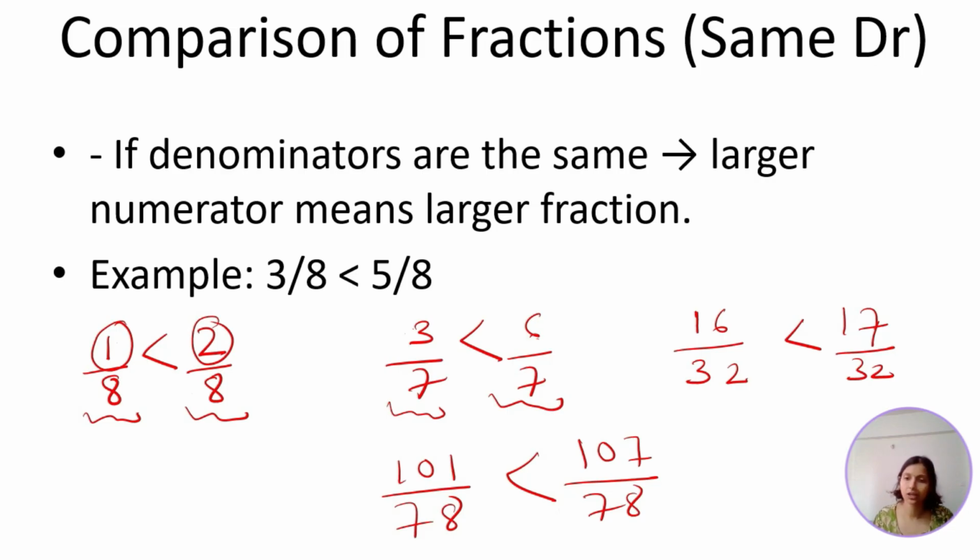And why so? Because when the denominator is same, we know the size of the pieces or the number of pieces are same. And now there is a comparison only between the count of the pieces. So obviously, higher the numerator, higher the count of pieces the person is getting.